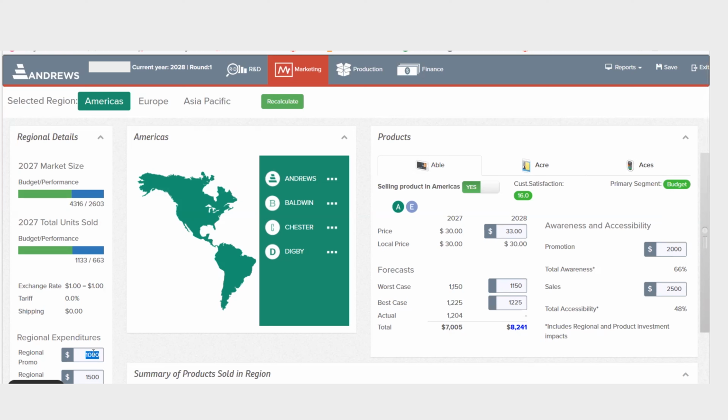You can see our promo budget we are increasing to 2000, and sales budget we are increasing to 2500. And we are expecting that we are going to have a positive profit of about 8241 for this product, which is a very good thing, especially because we are just starting up. And then also you can see from the left side of your screen, we are trying to spend some money for regional promo and also regional sales. For regional promo, we are offering 2000, and for sales we are offering 1500.